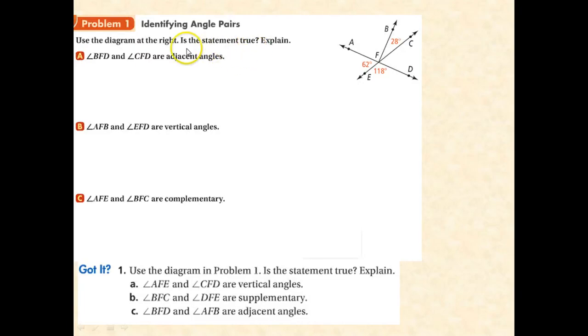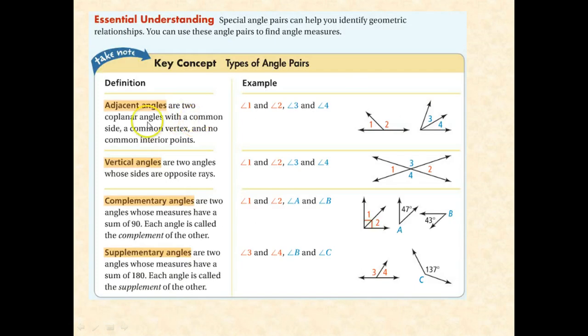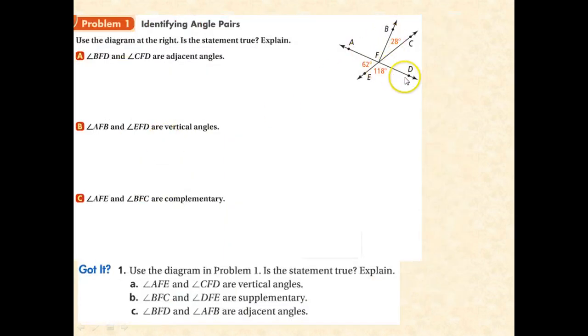So tell me, is this statement true? Are angle BFD and CFD adjacent angles? Let's see, a definition of adjacent angles. It says common side, common vertex, no common interior points. So they have a common side, FD. They have a common vertex, F.